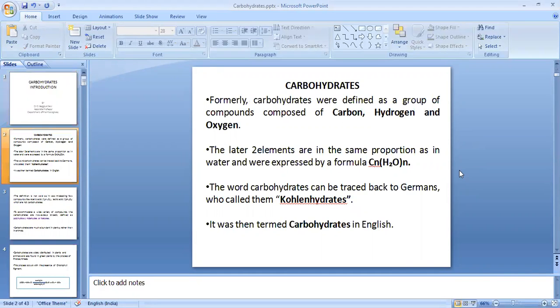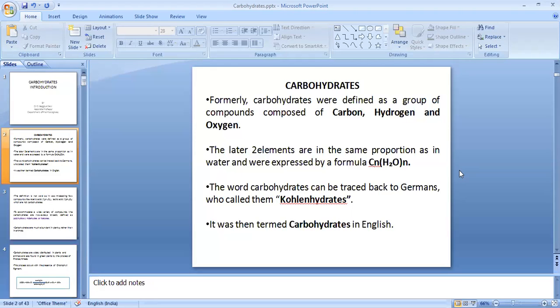About carbohydrates, you might have studied in your previous semesters, and you are very well versed with the term carbohydrates and the aspects regarding them. Formerly they were defined as the group of compounds composed of carbon, hydrogen, and oxygen. The latter two elements, hydrogen and oxygen, are in the same proportion as in water, and they are expressed by the formula Cn(H2O)n.